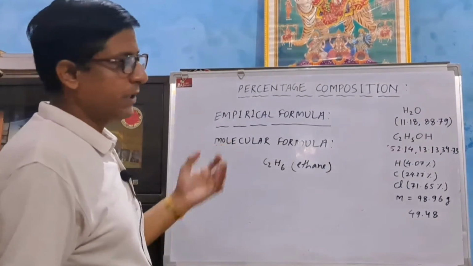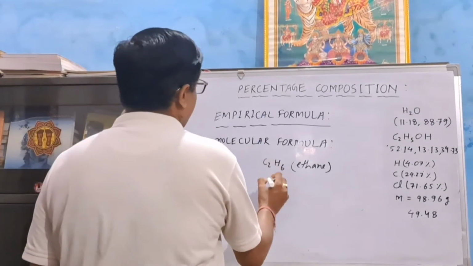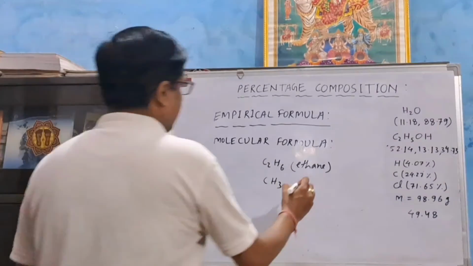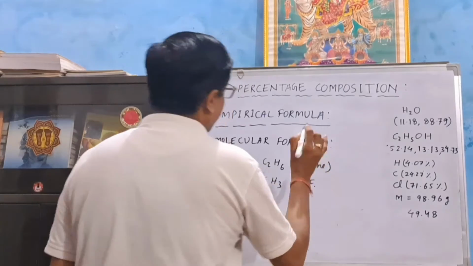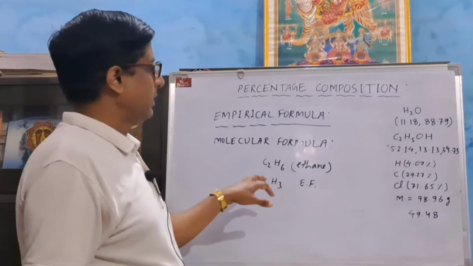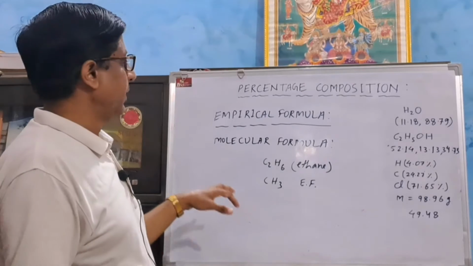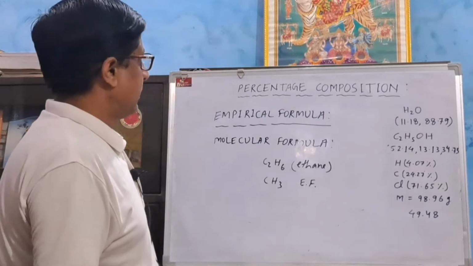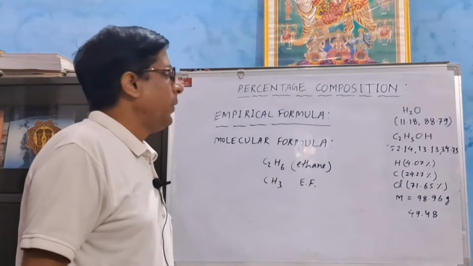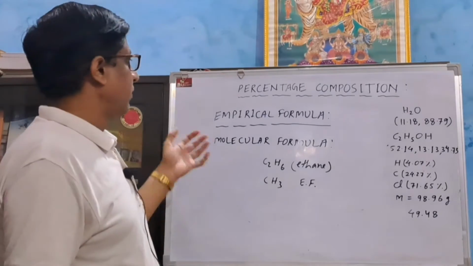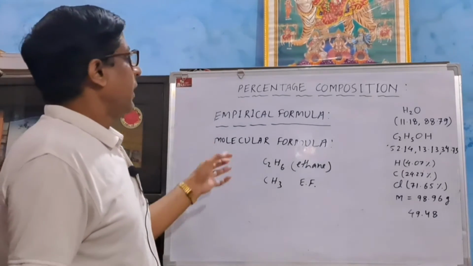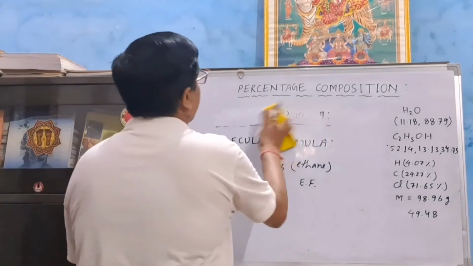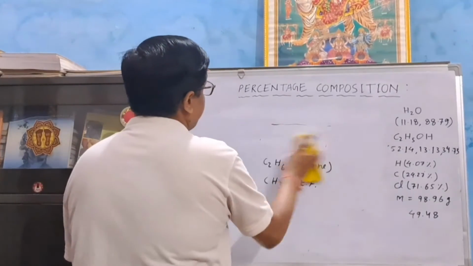But if we take the simplest whole number ratio, we can divide by 2, then it is CH3. CH3 is the empirical formula of ethane. This gives the simplest whole number ratio of different elements present in ethane. Now, let us take one example of how we can calculate the empirical formula or molecular formula if the percentage composition of different elements is given.